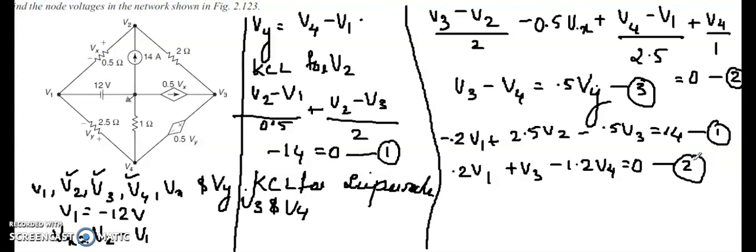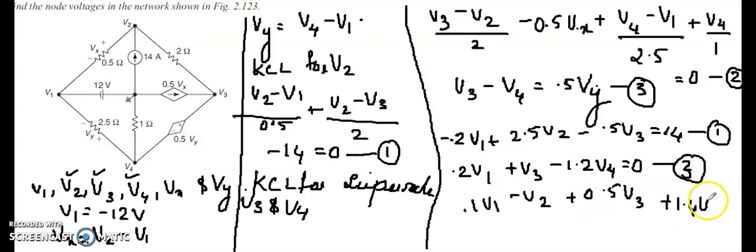And in the third equation, you can put this Vy here. So this is equation number 3 rewritten. And next, equation number 2 can be rewritten as 0.1 V1 minus V2 plus 0.5 V3 plus 1.4 V3 is equal to 0. And this is equation number 2 rewritten.